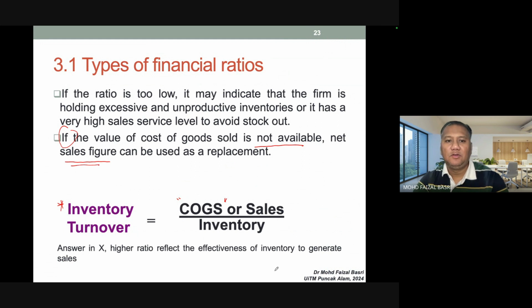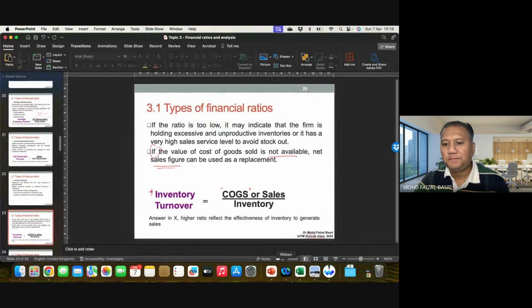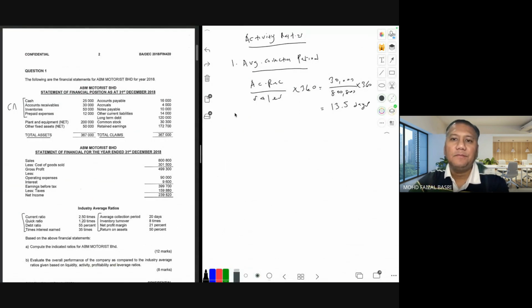So let's look again to the question. I tak tunjuk tadi account receivable turnover. Sebab kalau ini calculate is just sales divided by account receivable. So you have 800 divided by 30,000. Nanti you kira berapa. And we cannot compare sebab tak ada kat sini.